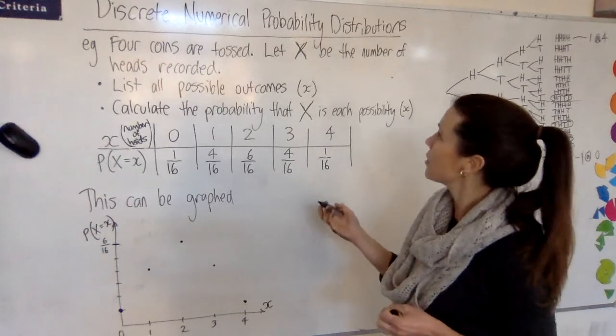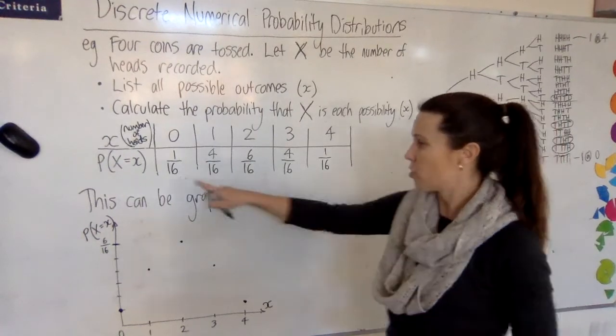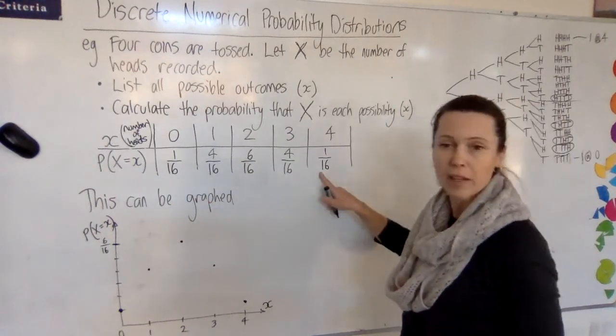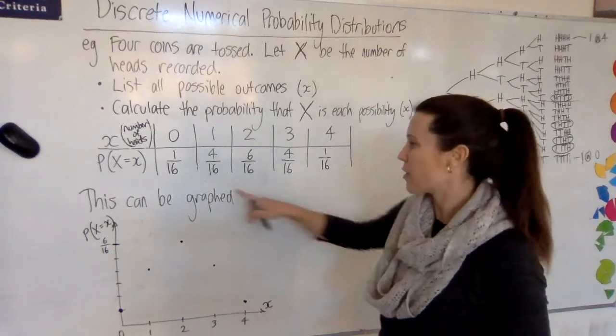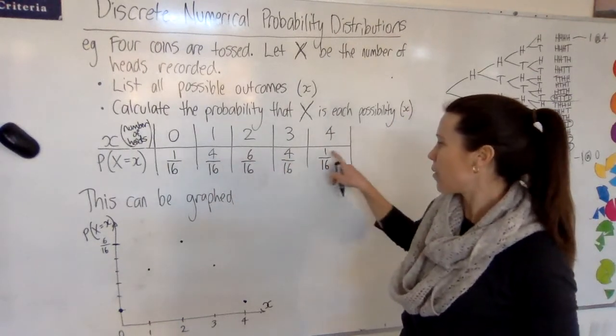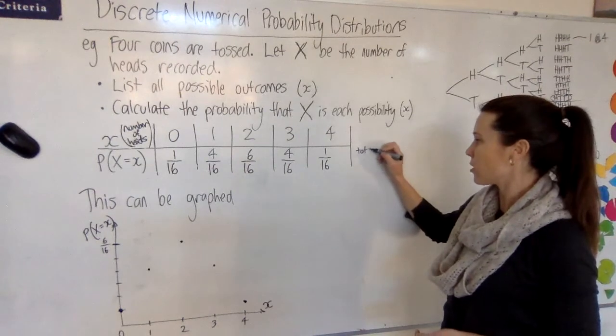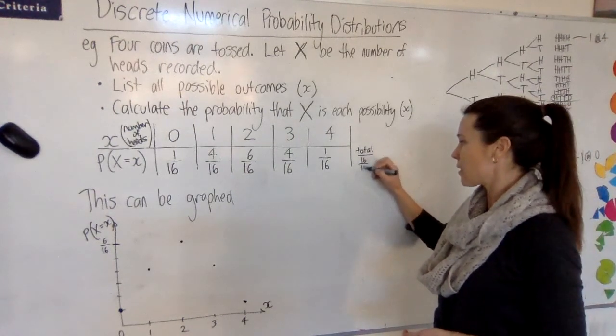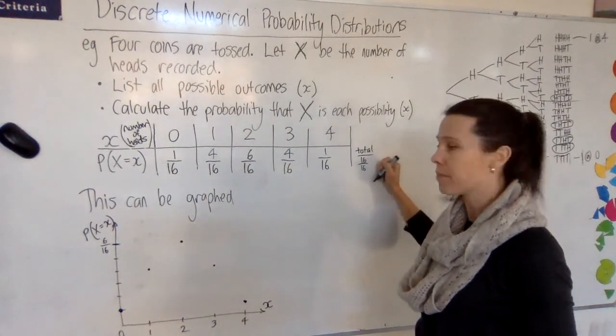Now when we set this probability distribution up, it sort of makes sense, if you can, to keep the denominators of your fractions the same, so that then you can quickly do a little add up here and just double check that the total actually does come to 16 sixteenths, which is 1, or a certainty.